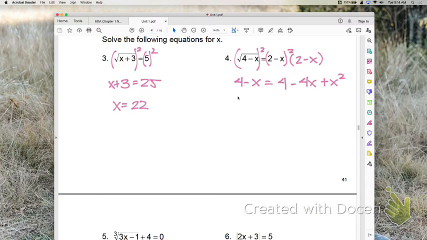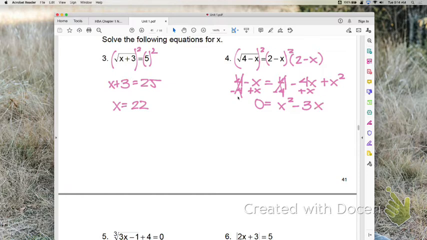So when I get to this point on number 4, I'm going to move everything to the right. I'm going to subtract 4, which is going to cancel out the 4's. And I'm going to add x. Now when I write that on the right-hand side, I'm going to put everything in order x squared down, which means I'm going to put the x squared first and the minus 3x second.